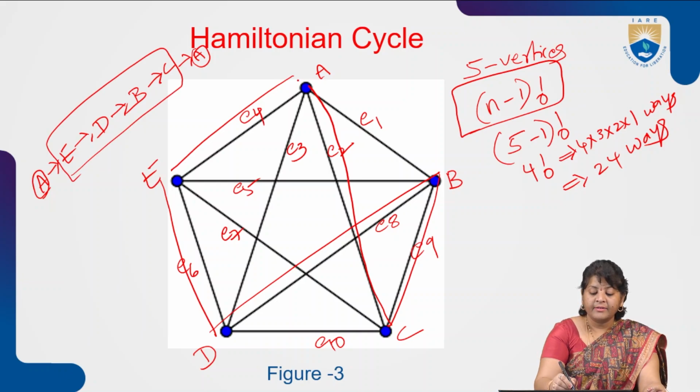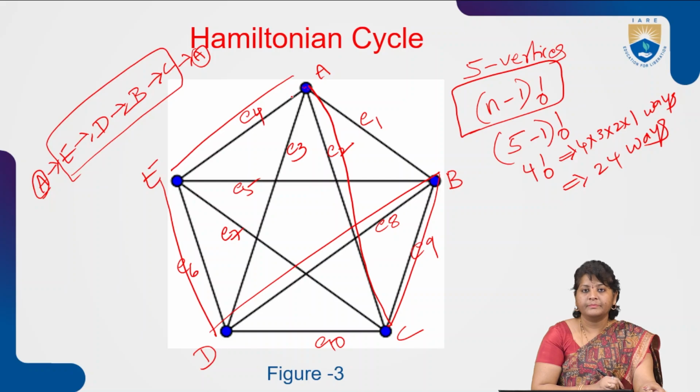Here, the starting and ending vertex is A. So we should not say that vertex A is visited twice. It is considered as leaving and entering. Leaving from the vertex A is 1, ending at the vertex A is 1. So this is one possibility.